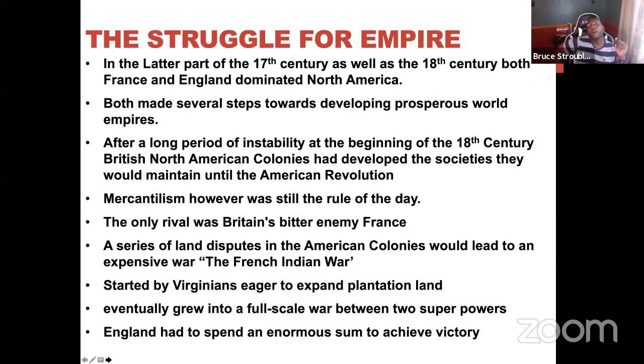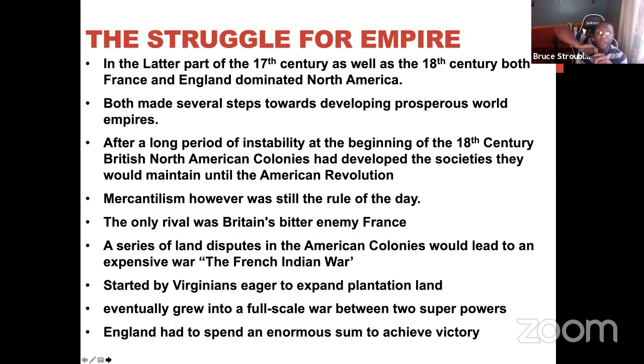So in the latter part of the 17th century and into the early 18th century, France and England had come to dominate North America. Both have made several steps towards developing prosperous empires that span across the planet at this point. After long periods of instability, at the beginning of the 18th century, Britain's North American colonies had started to develop some pretty significant societies that would maintain in that same fashion until the American Revolution. However, despite their size and their success and their growth, mercantilism was still the rule of the day. The British were still enforcing those navigation acts.